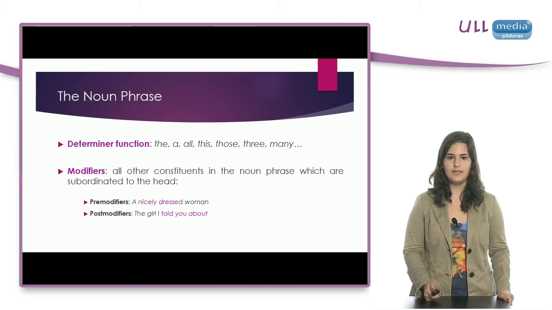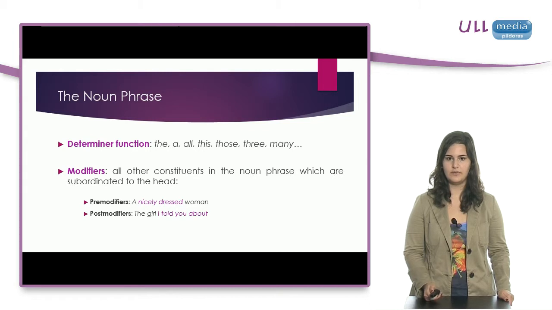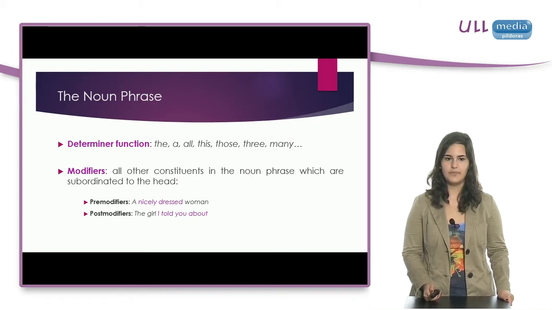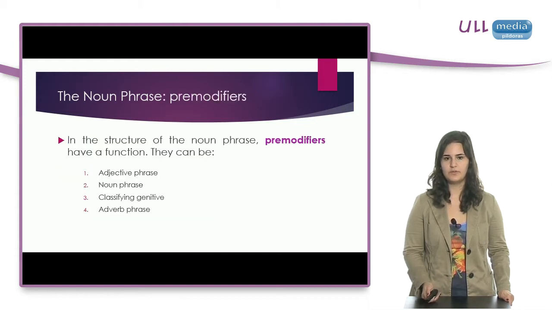The determiner is invariably the first element that appears in the noun phrase, and some of them are the, all, these, those, three, etc. But we can also find other elements in the noun phrase. All other constituents in the noun phrase which are subordinated to the head are called modifiers. If they appear before the noun, they are called pre-modifiers, and if they appear after the noun, they are called post-modifiers.